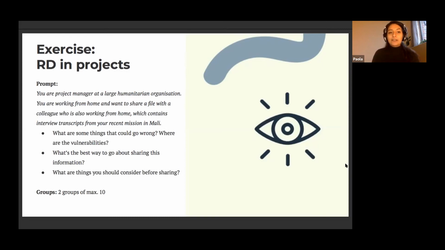Through a brainstorm, we'll talk about what are some things that could go wrong, thinking about vulnerabilities. Then we'll talk about what is the best way of sharing information. And finally, we will also brainstorm about things to consider before sharing data. So let's dive into the prompt. I'm going to read it out. You can also read it on the slides. Not to worry, when you break into breakout rooms, Laura and I will be there to facilitate each room. So we can always read the prompt for you if you've forgotten it. But without further ado, here it is.